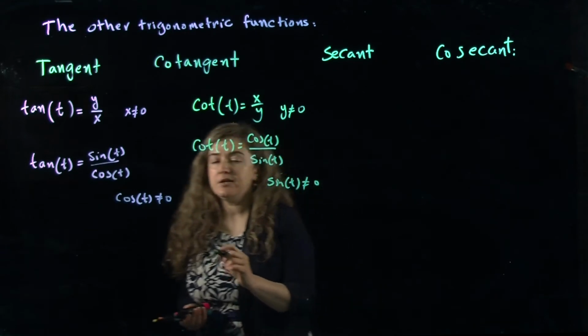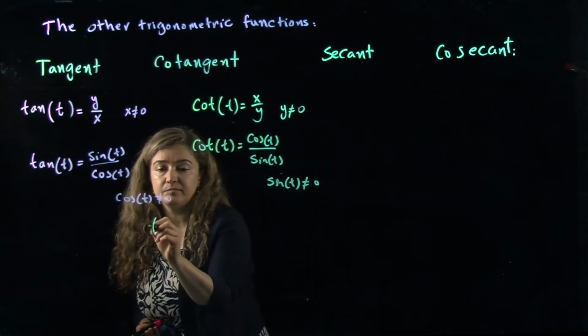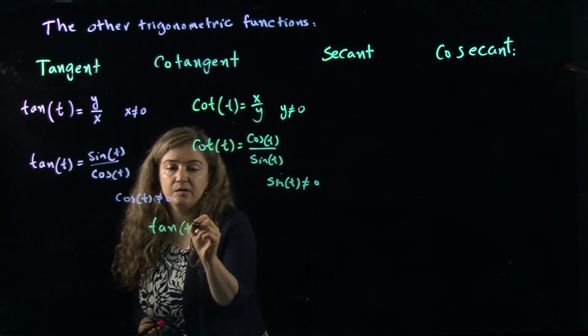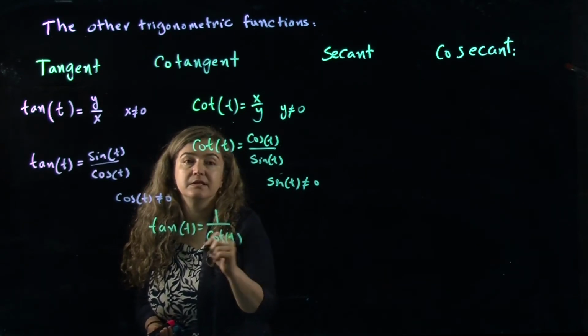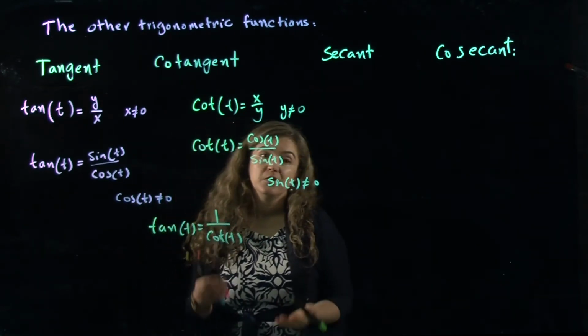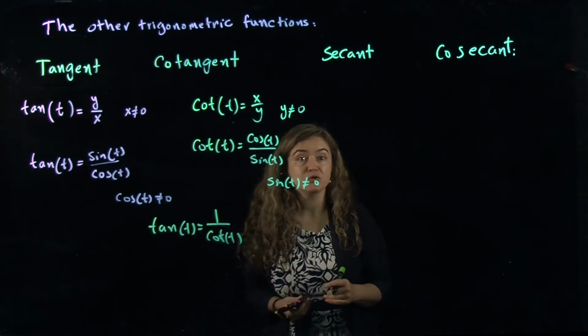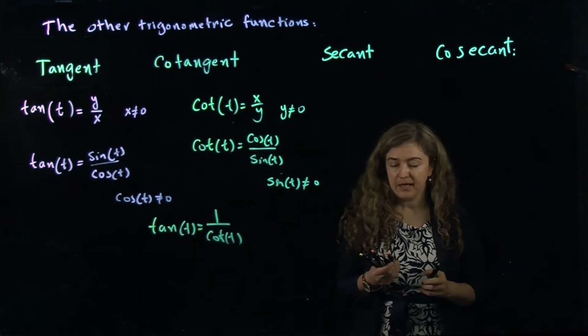Again, tangent of t is equal to 1 over cotangent of t. They're reciprocals of each other. Or cotangent of t is equal to 1 over tangent of t.